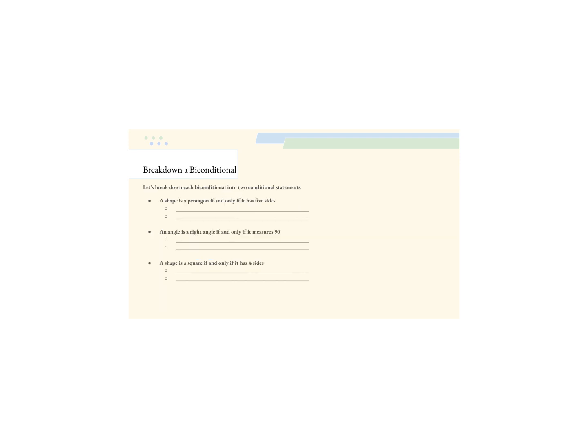So let's break down. I have 3 biconditionals, and so we're going to write 2 conditional statements. The first one will be the first conditional, and then the second one will be its converse. Now, it doesn't actually matter which way you write the order of these, because when you do this, you'll get both orders. So I'll just show you how I do this.